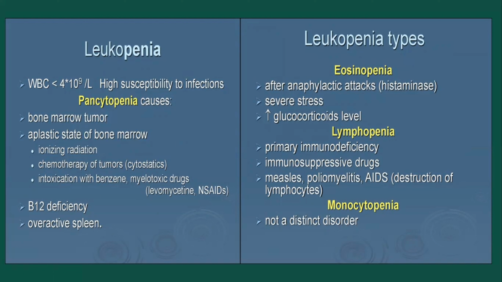Eosinopenia after anaphylactic attacks and severe stress and increased glucocorticoid levels. Lymphopenia causes are primary immunodeficiency and immunosuppressive drugs, and measles, poliomyelitis, and AIDS. Destruction of lymphocytes is common in AIDS. Monocytopenia is not a distinct disorder.